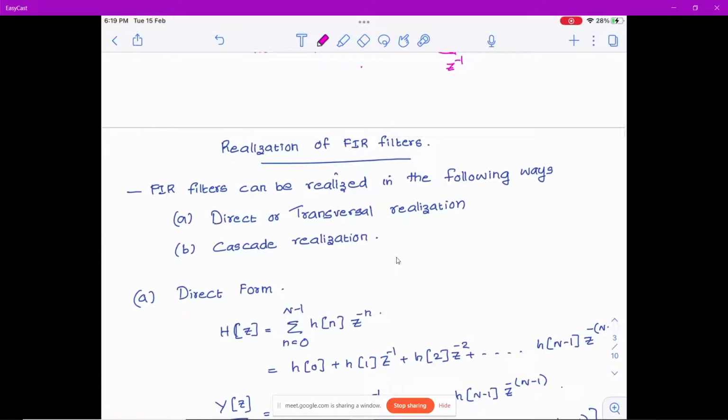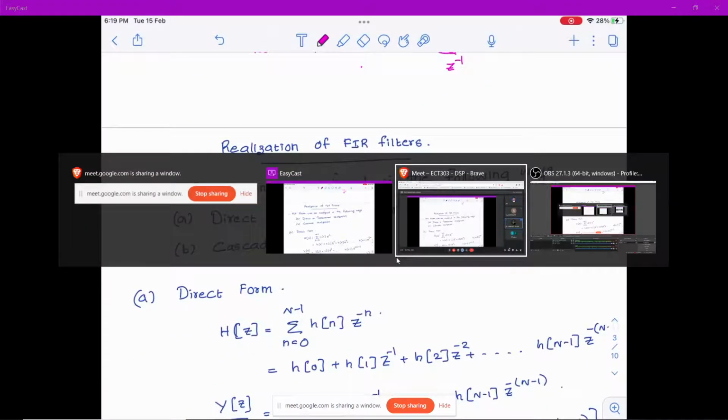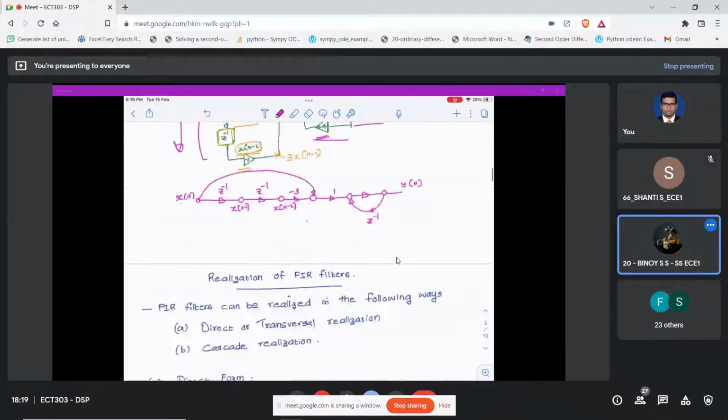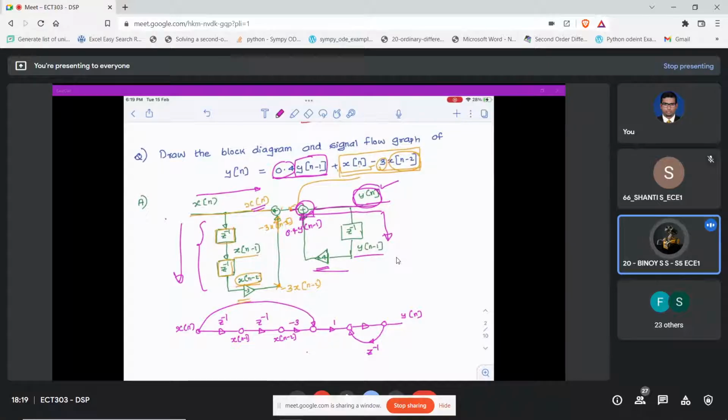Sir, I have a doubt. Z raised to minus 1 block. Z raised to minus 2?